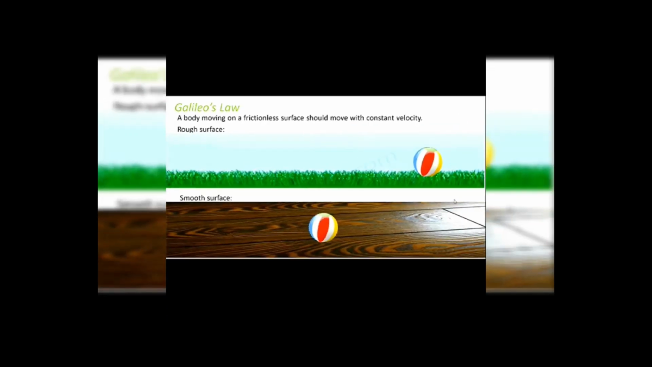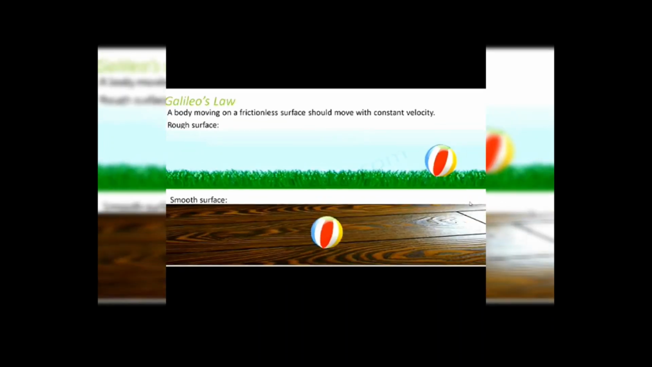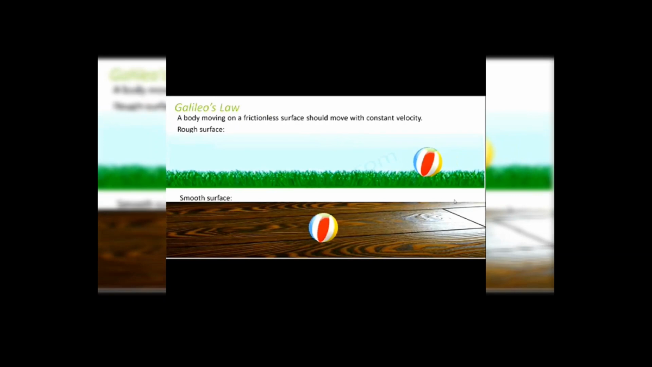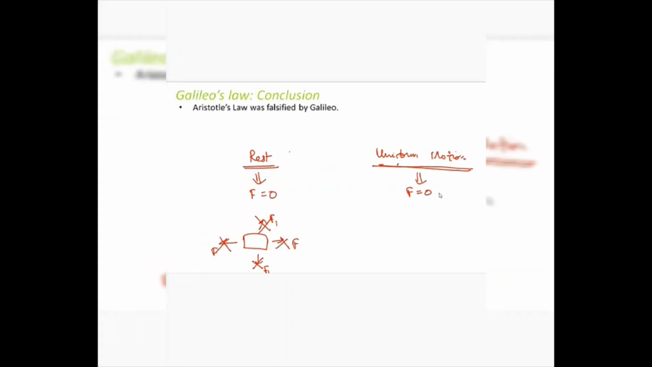Let's look at this example. We have a rough surface here, and on a rough surface, how does a ball move? It experiences ups and downs. That's actually because it is experiencing the frictional force, which at every moment is trying to oppose its motion. Whereas in the case of an extremely smooth surface, the body just moves with a constant velocity. Now, what was the conclusion of Galileo's idea? So here, Aristotle's law was proven false by Galileo.